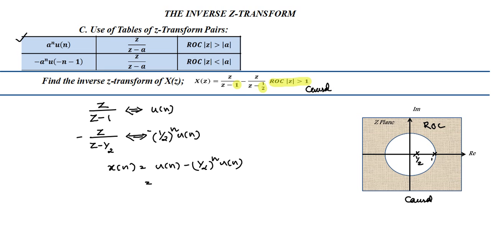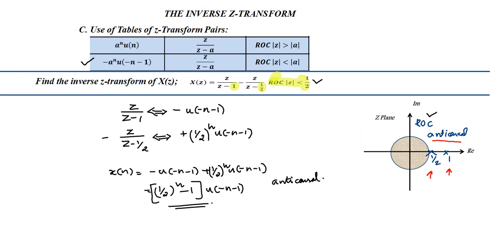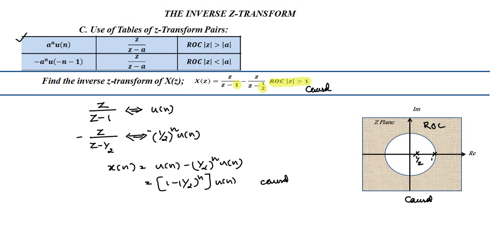Okay, so you can write 1 minus 1 by 2 the whole raised to n, u of n is a common term, so this is purely a causal signal. Okay, it's only on the positive side. You can look at this previous question. In both questions the factors are same, but the ROC is different. One is inside the circle, one is outside the circle. Okay, that's why we got two answers.